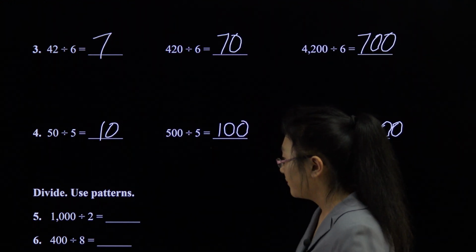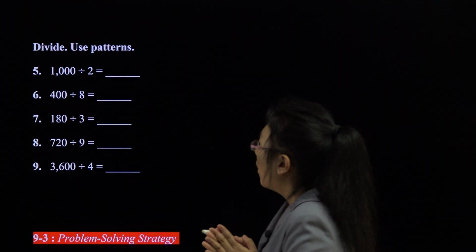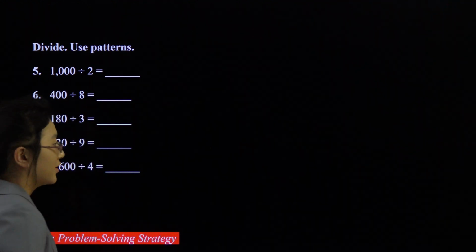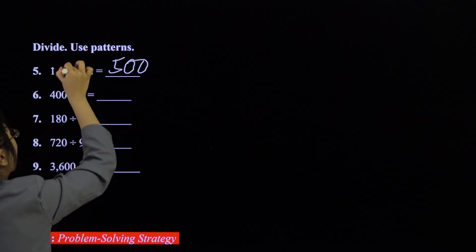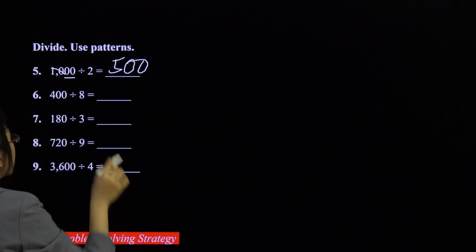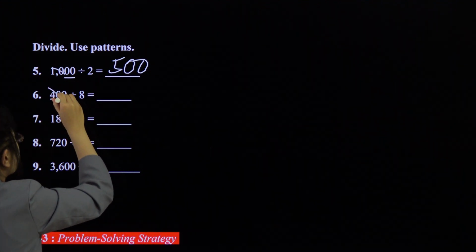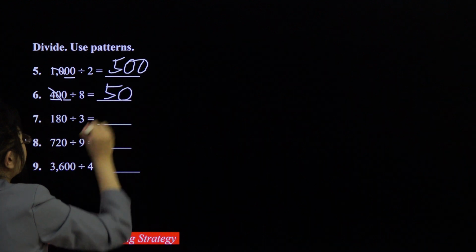Now we move on to divide using patterns. 1,000 divided by 2. 10 divided by 2 is 5. And then we have 2 zeros left over. Because, well, 10 and then 2 zeros. 400 divided by 8. 40 divided by 8 is 5. And then we have a 0 left. 50.